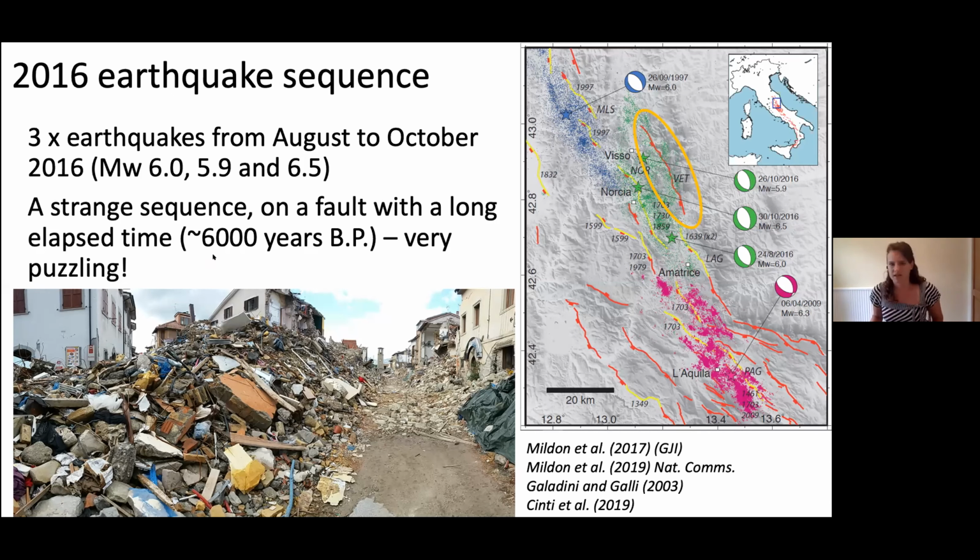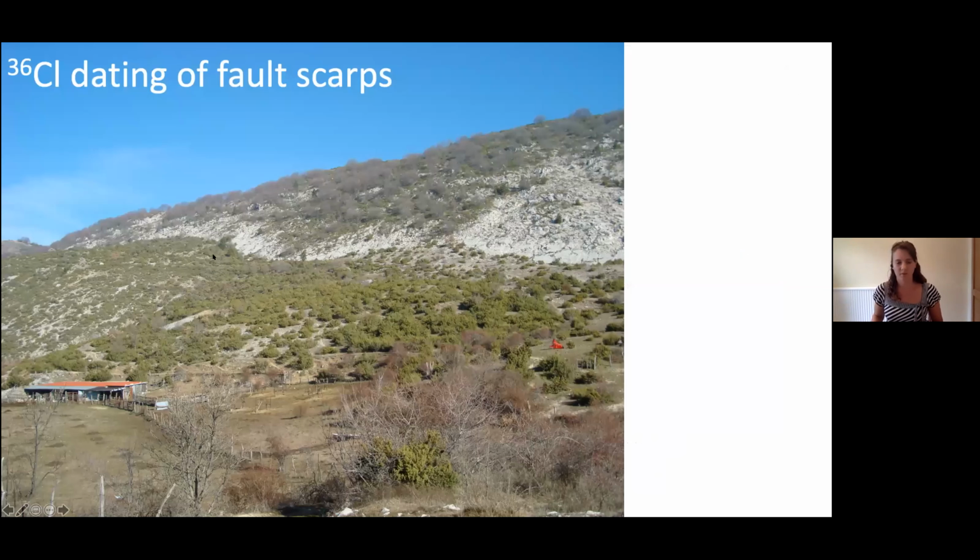So to look at this, we've used a technique called Chlorine 36 dating of fault scarps. And what this allows us to do is to look at the slip rates on faults over very long periods of time, and in this case, over 15,000 years, because that's how old the fault scarps preserved are. So this is a photograph of a fault called the Fiumicino fault. The fault plane itself, you can see, comes through this photograph, and it's a very smooth limestone surface. So that's the fault up here.